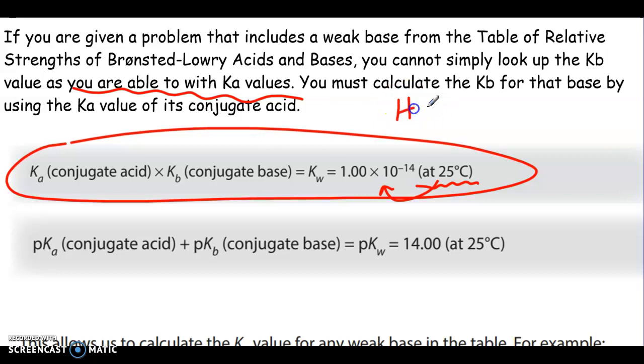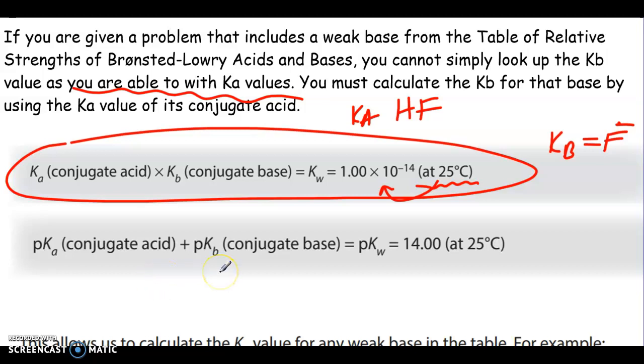Let's say I want the Kb for fluoride ions. I would have to look up the Ka for hydrogen fluoride, or hydrofluoric acid, right? If I want the Kb of acetate, I would have to look up the Ka of acetic acid, right? So you always look up the Ka of the conjugate.